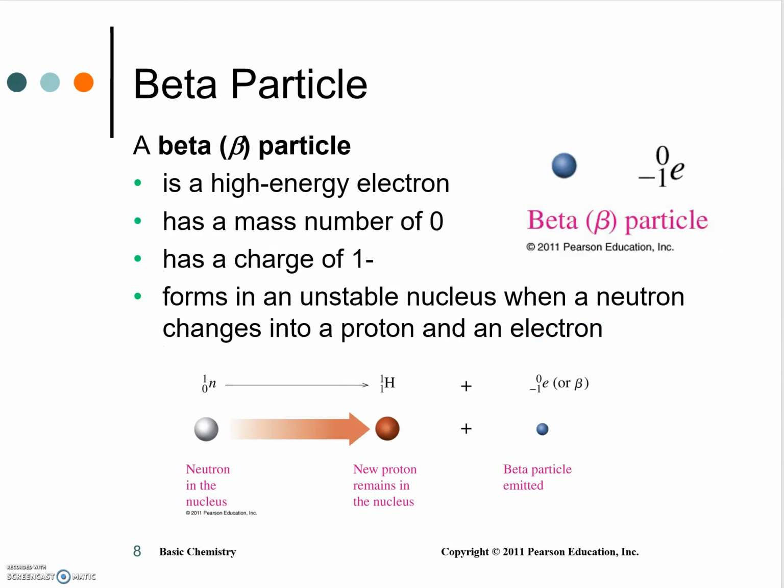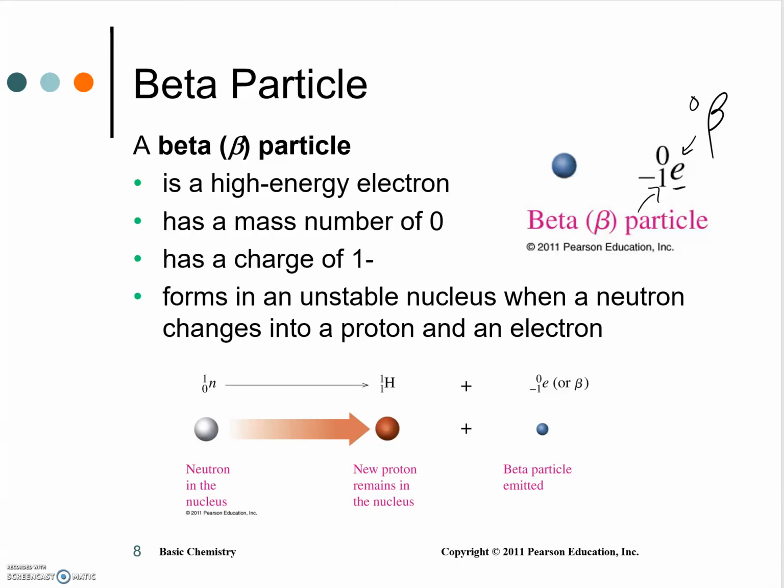Beta particles, on the other hand, are very high energy. They look exactly like an electron. So a lot of times they are written as a lowercase e, meaning an electron. It has a charge of -1, and it is going to form in an unstable nucleus when a neutron changes into a proton and an electron. So one other way that this is often written is as the letter beta.